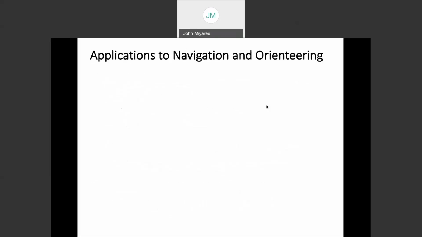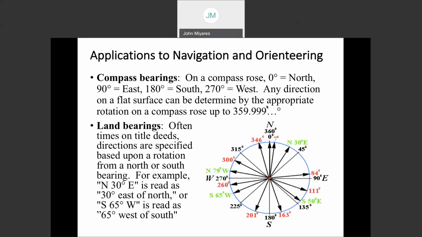Let's look at some examples of trigonometry applied to navigation and orienteering. Compass bearings: when you're flying a plane or piloting a boat, 0 degrees is measured traveling north, 90 degrees is a bearing of the direction east, 180 degrees is due south, and 270 degrees is due west. Once you go around the circle a full time to get to 360 degrees, it starts over again.